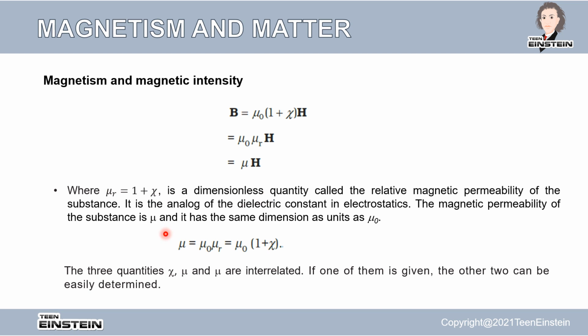It's the analog of the dielectric constant in electrostatics, where if you remember, we have epsilon, the dielectric constant. It is similar to that. This is the magnetic permeability of the substance, which is mu. So mu equals mu 0 times mu r, and we know that mu r is 1 plus chi. The product mu 0 and mu r we define as mu, which is the magnetic permeability of a particular substance. The three quantities chi, mu and mu r are interrelated. If one of them is given, the other two can be easily determined.